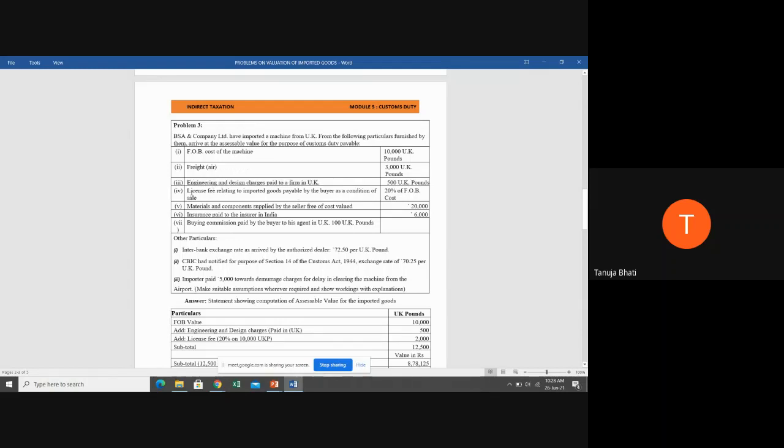Next, license fee relating to imported goods payable by a buyer as a condition of sale. Should this be added to FOB? Yes or no, students? Yes, ma'am. Under which rule? Rule number 10, sub rule 1, ma'am. Okay, next. Since our license fee also is given, under rule 10 sub rule 1 (c) or (e), because it is a condition of sale.